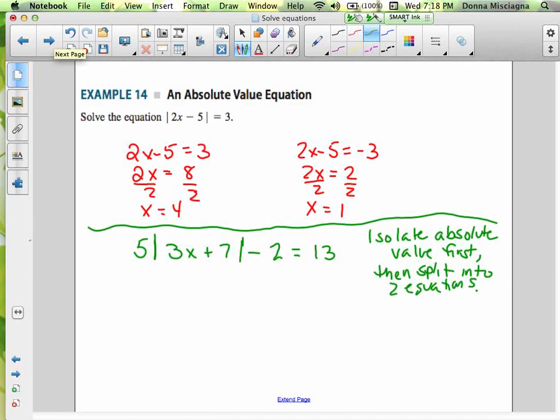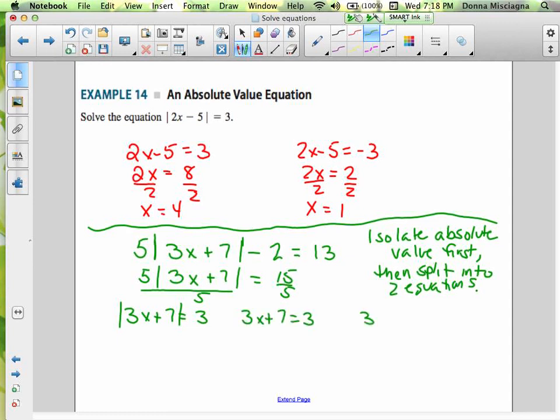So we'll add 2 to both sides, order of operations there. So 5 times the absolute value of 3x plus 7 equals 15. Divide both sides by 5. So we have the absolute value of 3x plus 7 equals 3. And now we'll split it into two equations. So we have 3x plus 7 equals 3, and 3x plus 7 equals negative 3.